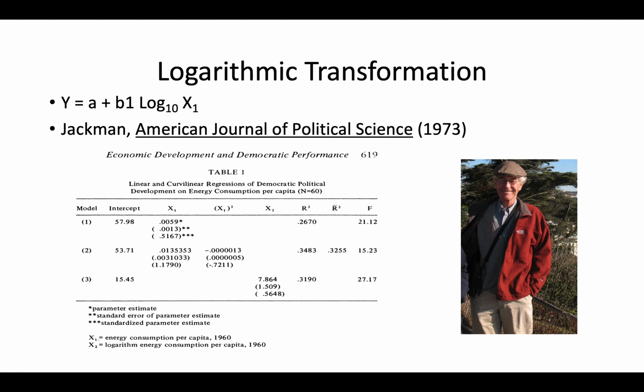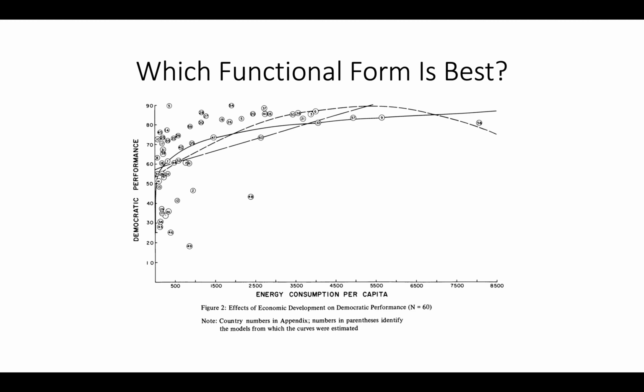However, when we try to assess which functional form is the proper functional form, we have to include not only the statistics, but also the visuals. So this is from Jackman's article. He tested roughly 60 countries measured in the year 1960 in this study. And he has plotted all 60 data points. Kind of hard to see the numbers, but they're there if you want to look up the article itself.